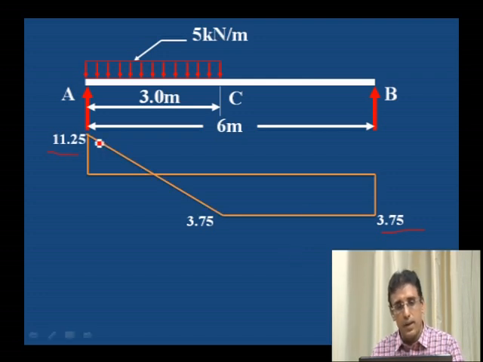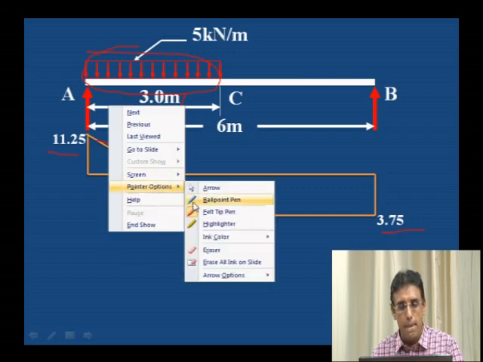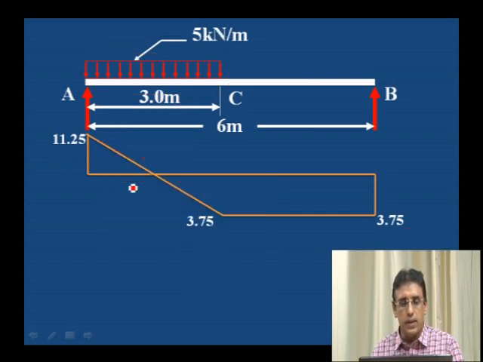We have to draw an inclined line, because where uniformly distributed load is acting, that portion should be an inclined line. This is the point where bending moment is maximum. That point we will calculate next session.